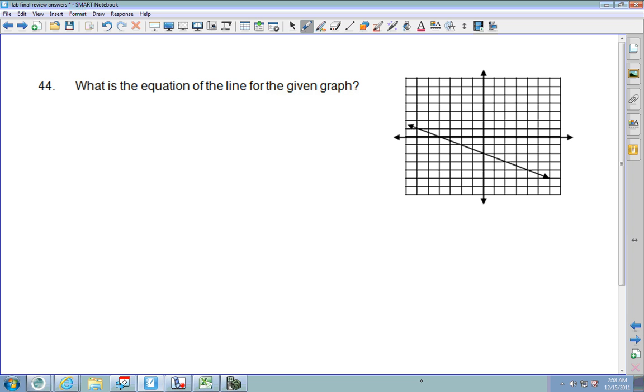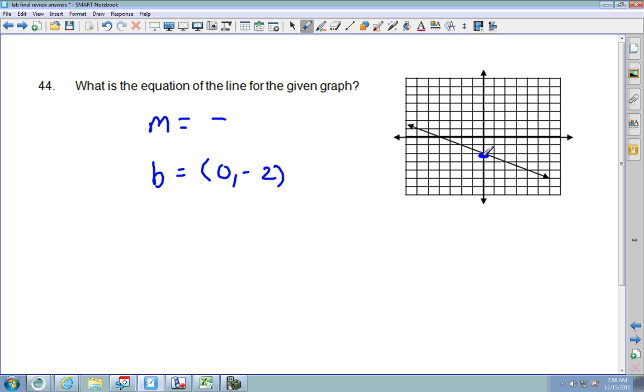Next, it says, what is the equation of the line graphed, or the given graph? We need to find the slope and the y-intercept. The easiest thing to do is go and get the y-intercept right here. It is 0, -2. Now my slope. The line is going down. It is decreasing. That means my slope is negative.